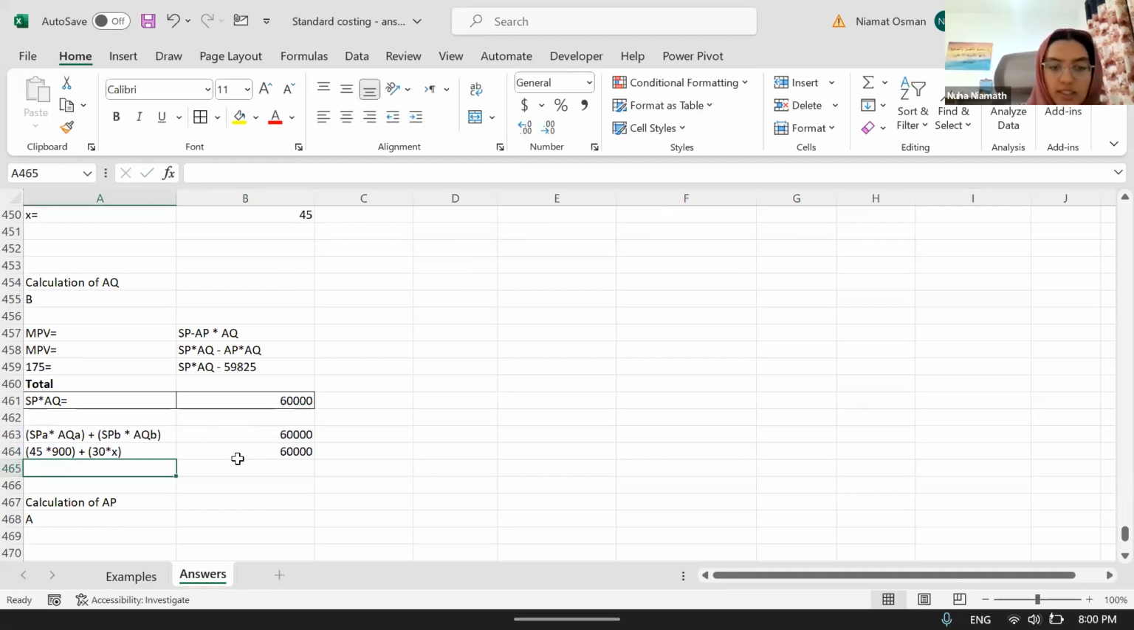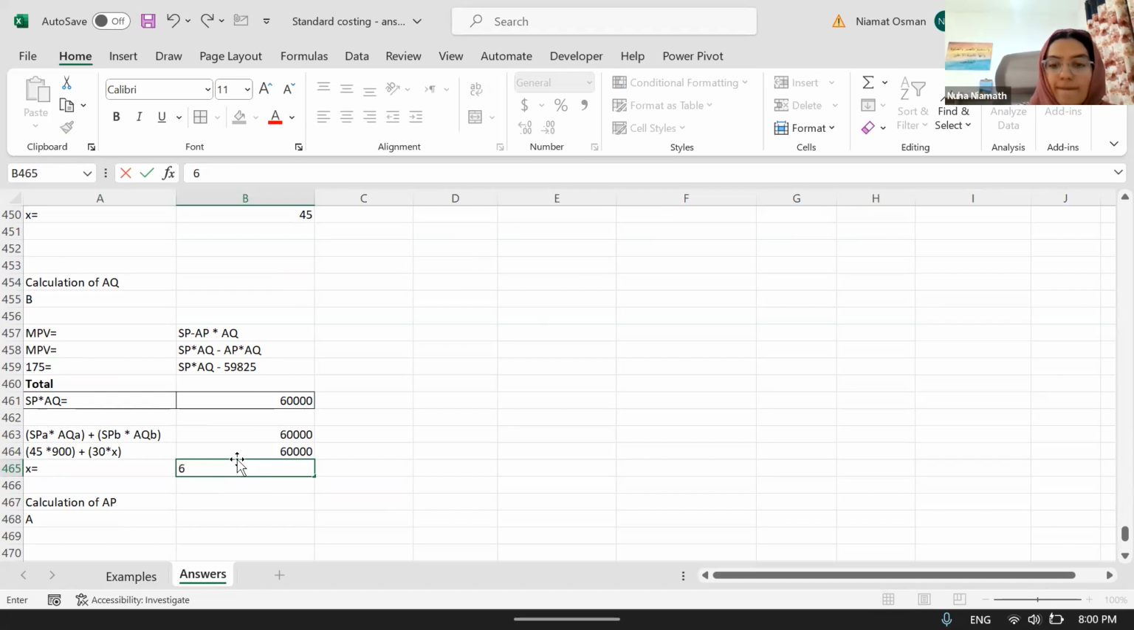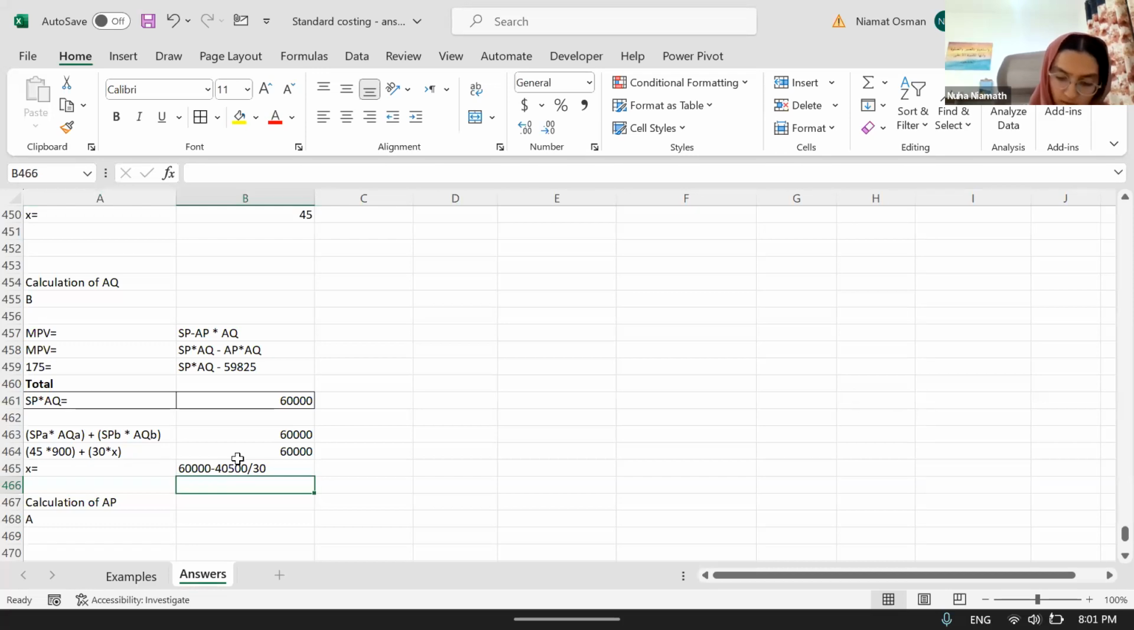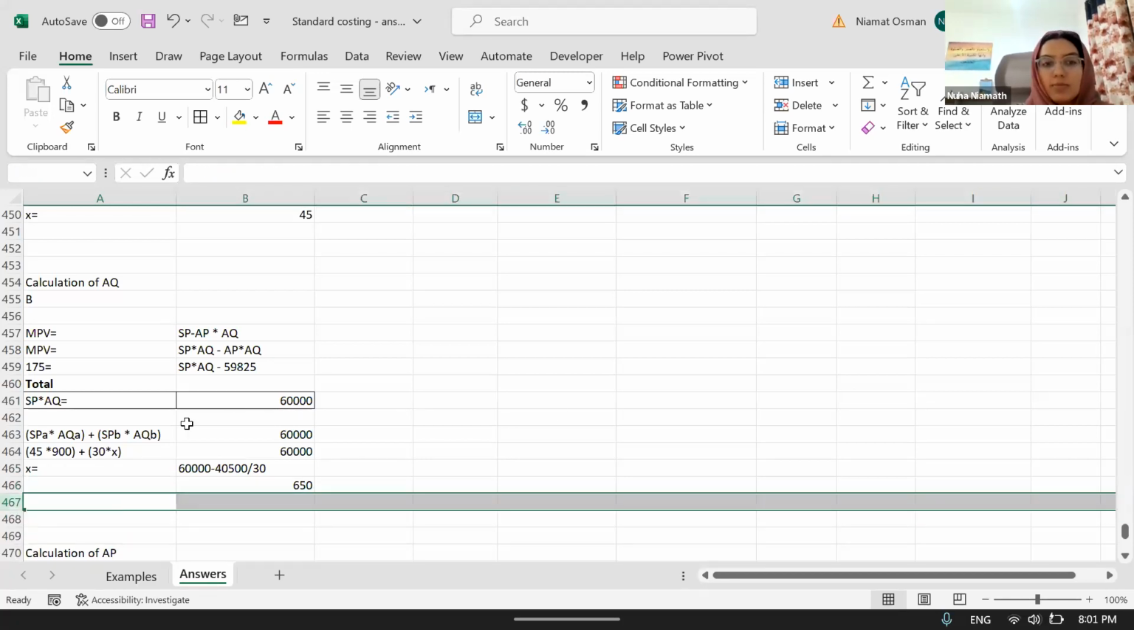So what is X equal to? What is 900 into 45? 40,500. So this will be 60,000 minus 40,500 divided by 30. So how much will that come to? Perfect, Neetu. That comes to 650. Our X, which is basically our AQB, comes to 650.